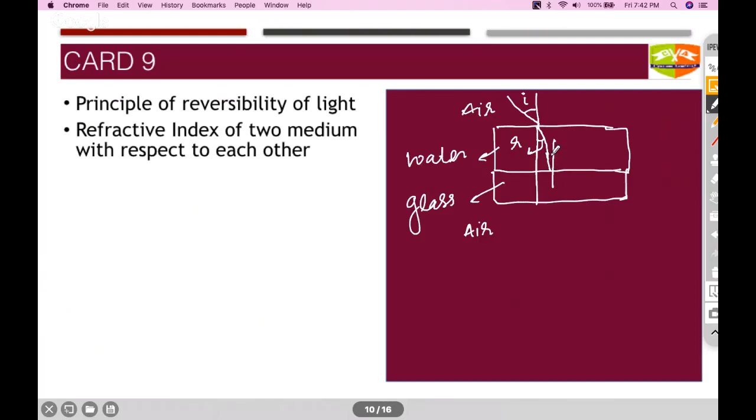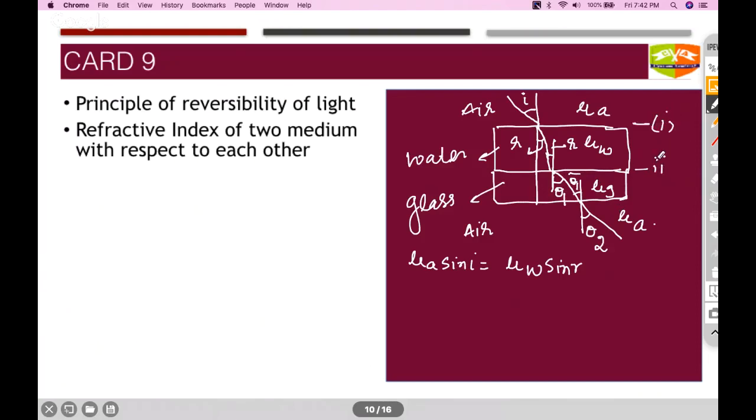So this falls here, and due to the alternate angle theorem this will also be r. And if this is r, suppose this is theta. If this is theta, this is also theta, or suppose I am assuming it to be theta 1, this is theta 2. So let me write Snell's law for you. So suppose this is mu a, this is mu w, this is mu g, and this is mu a again. Mu a sine I is equal to mu w sine r. Now suppose this is surface number 1, this is surface number 2, and this is surface number 3. So for surface 1 this is the case.